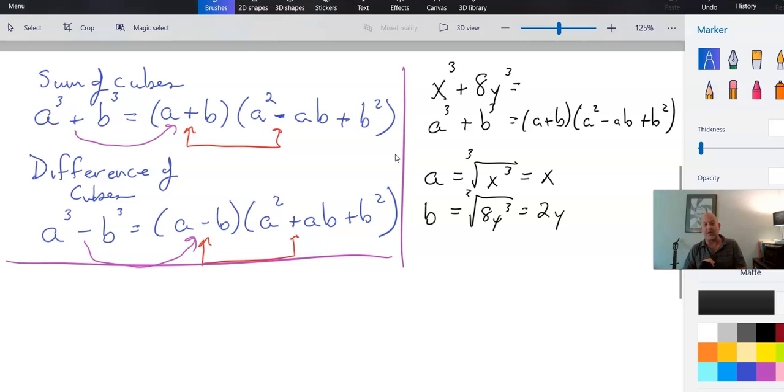So now I know what a and b are. And it's just a matter of plugging them in up here. Okay, so I have a plus b first. So this is x plus 2y. And then over here, I have a squared, so that'll be x squared, minus, let's see, a times b, so that's 2xy, and then b squared, so that's 4y squared, right? And now I have it factored. I probably should have written it down here or something, but yeah, and I'll just write it again. I don't know how big that is on your screen.